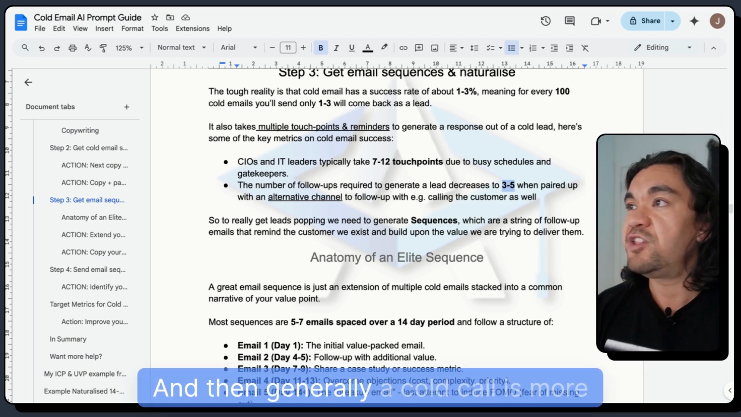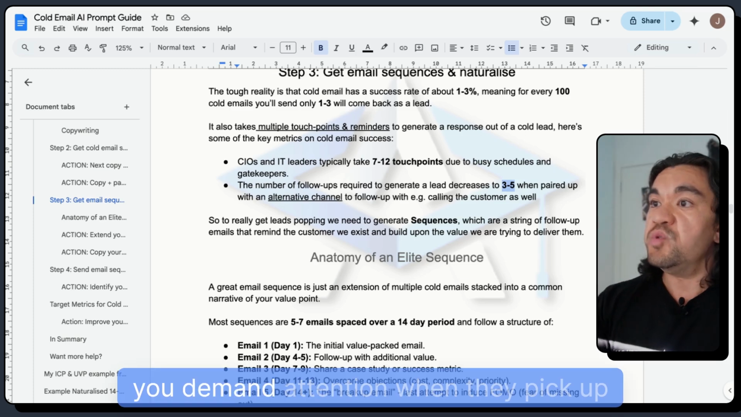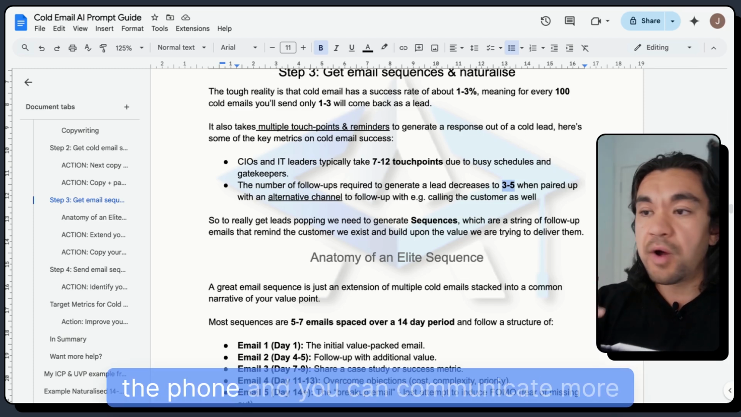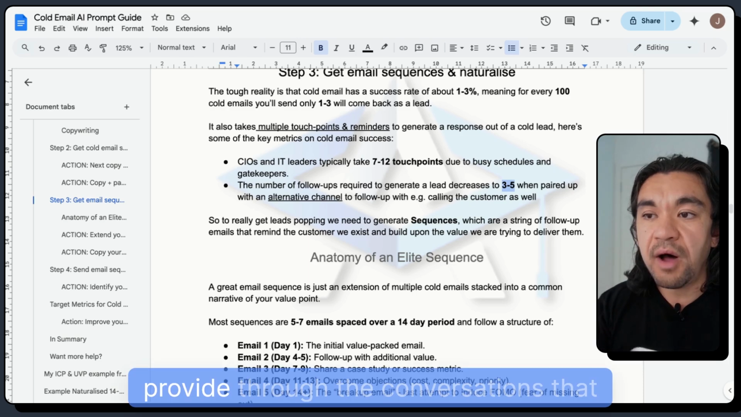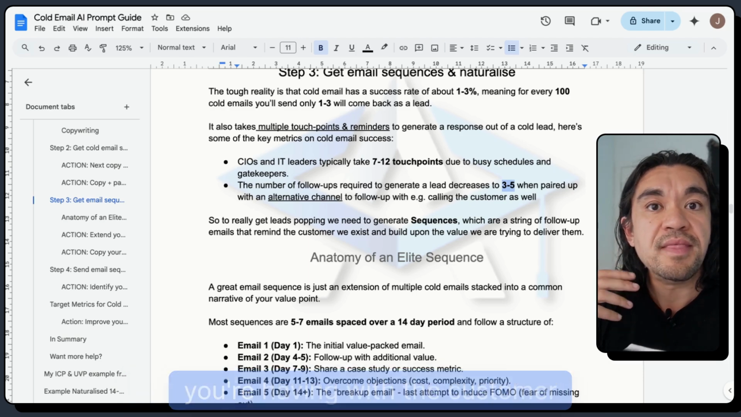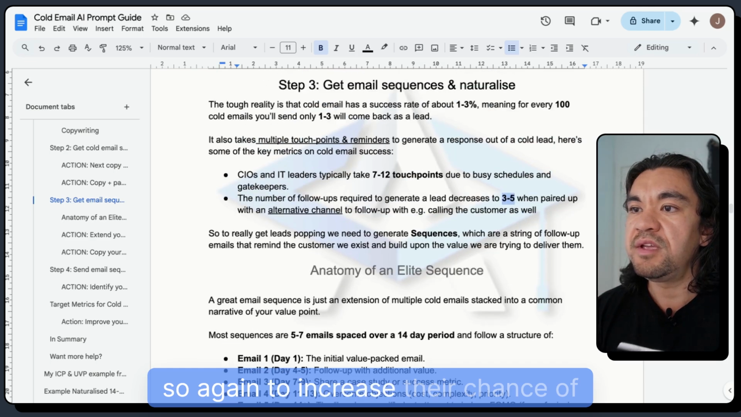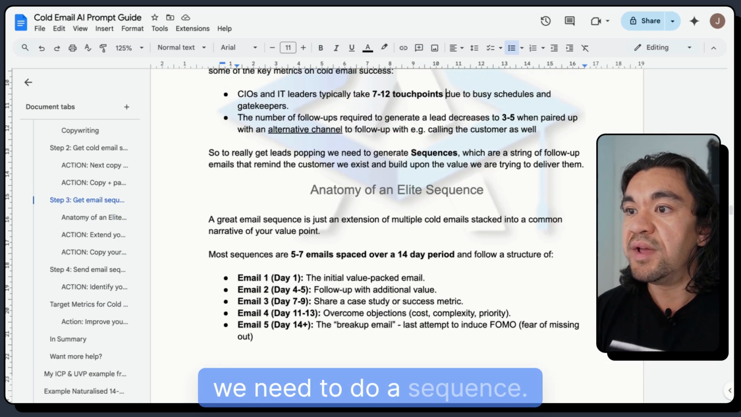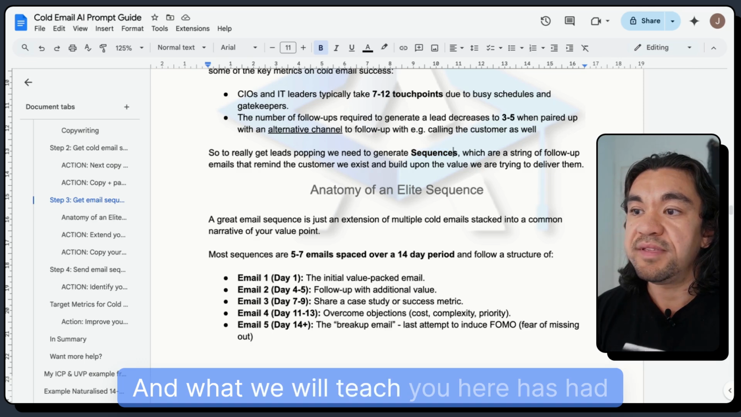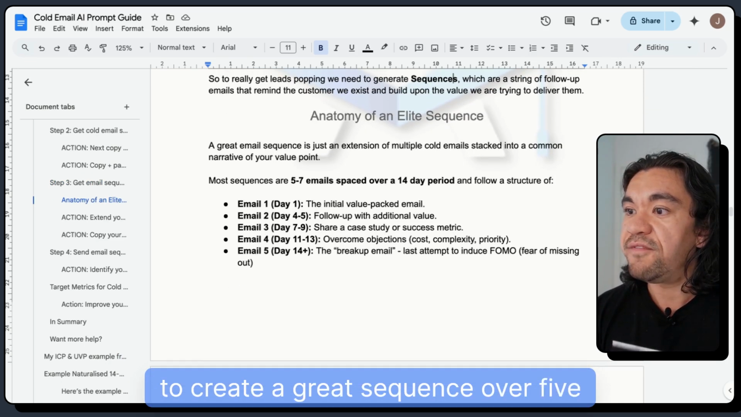And generally a cold call is more successful than a cold email, because you demand attention when they pick up the phone, and you can communicate more context of who you are and the value you provide through the conversations you're having with the customer directly. So again, to increase that chance of success and get those touch points up, we need to do a sequence. And what we'll teach you here is how to create a great sequence over 5 days.